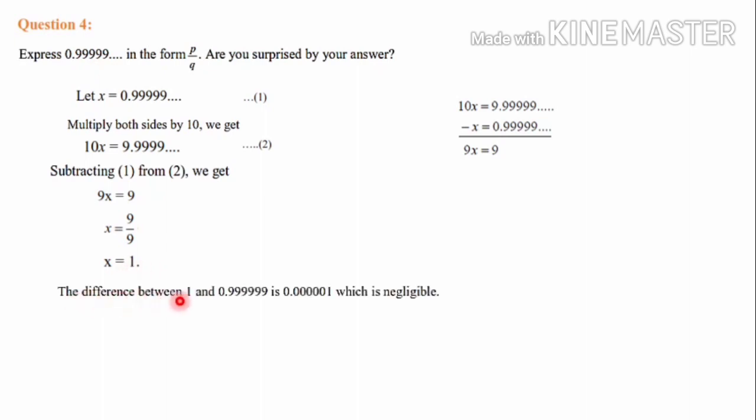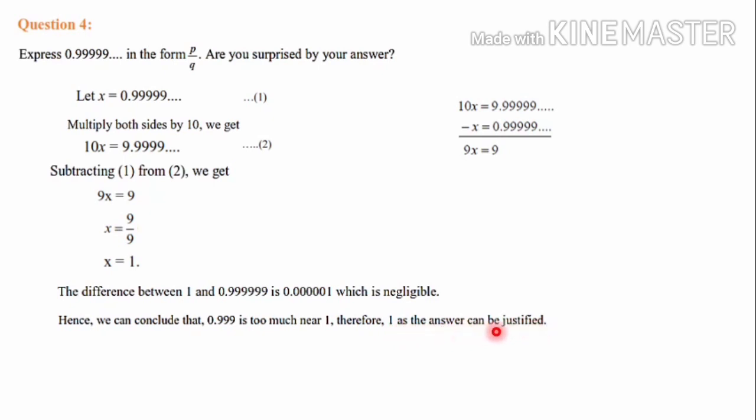So the difference between 1 and 0.99999 is 0.000001, which is very negligible, very small number. Therefore, we can conclude that 0.9999 is too much near to 1. Therefore, 1 as the answer can be justified.